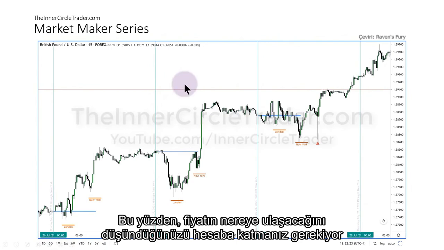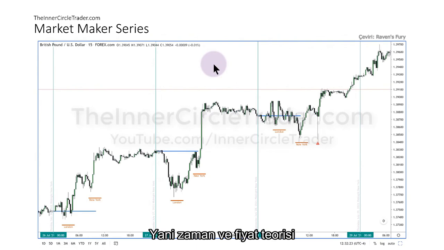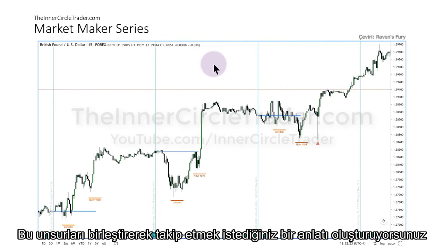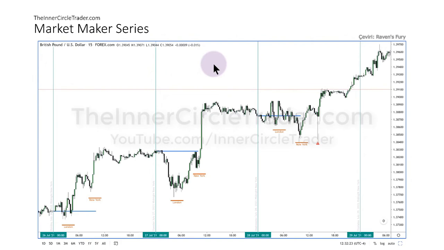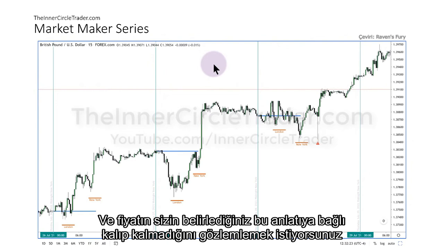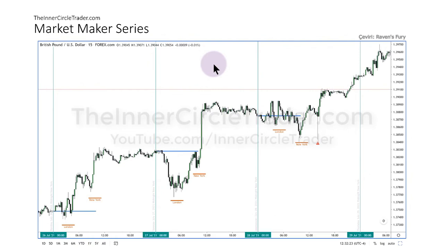So you have to factor in the element of price, where you think price is going to reach for. So, time and price theory. You're blending these things together to come up with a narrative that you want to follow, and you want to see if price is sticking to that narrative that you've outlined, or scenario, I guess, would be a better analogy.